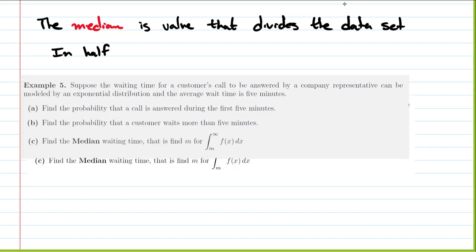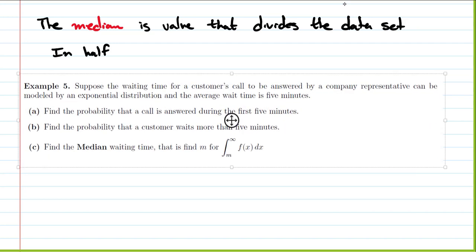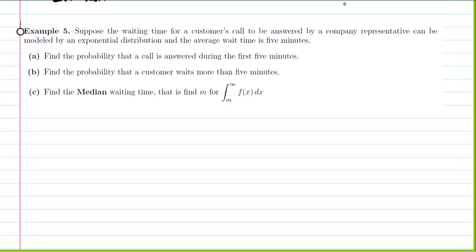So suppose the waiting time for a customer's call to be answered by a company's representative can be modeled by an exponential distribution, and the average wait time is 5 minutes. A, find the probability that a call is answered during the first 5 minutes. B, find the probability that a customer waits more than 5 minutes. And C, find the median waiting time.